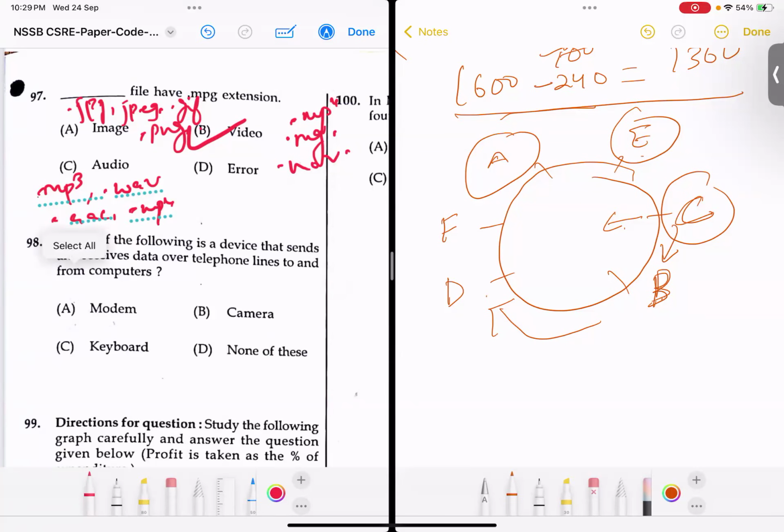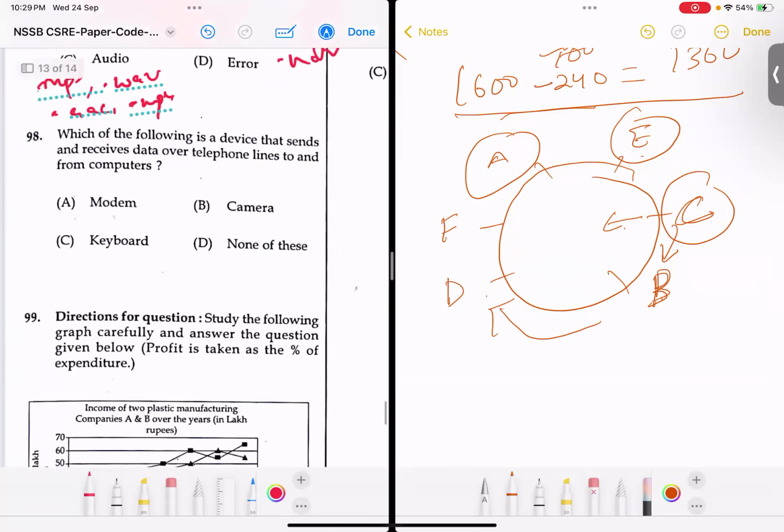Which of the following is a device that sends and receives data over telephone lines to and from a computer? So this is a modem. Modem is the short form for modulator and demodulator. The correct option is modem.